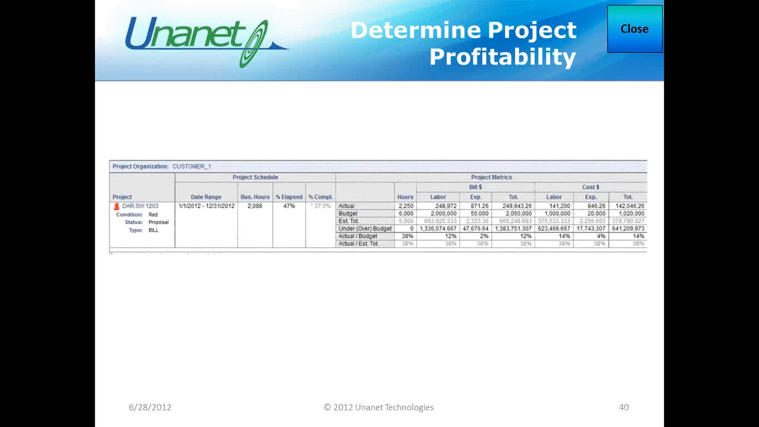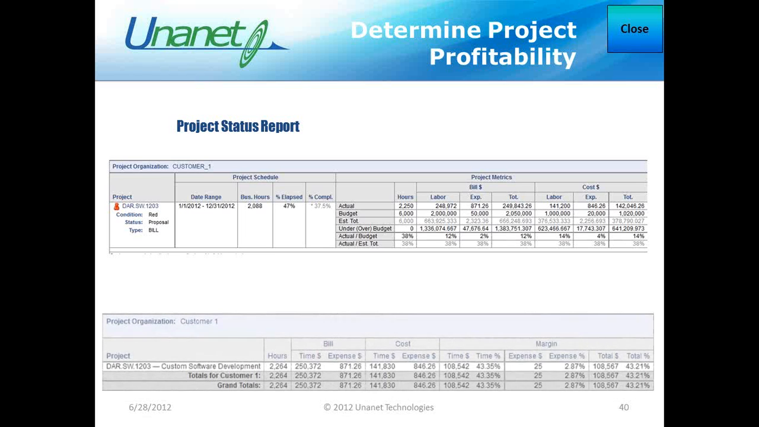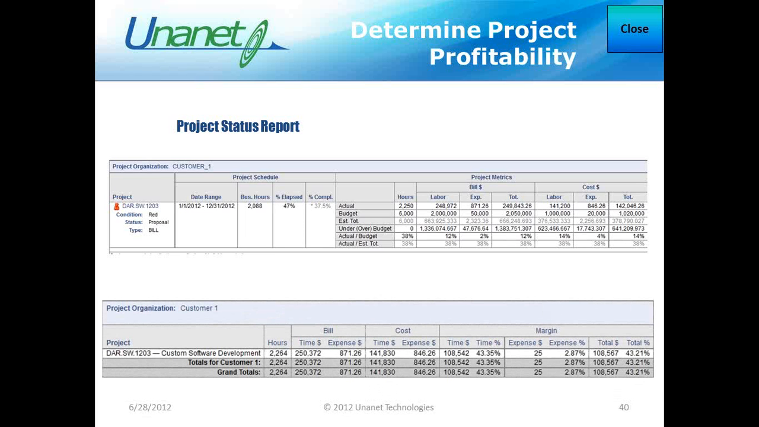Was the project profitable? The project status report shows to date the amount in hours and dollars over or under budget for cost rates and bill rates together on the same report. The margin report shows a different format for the project: the actual number of hours to date, the bill and cost dollars for time and expenses, and the margin between the two in dollars and percentage.